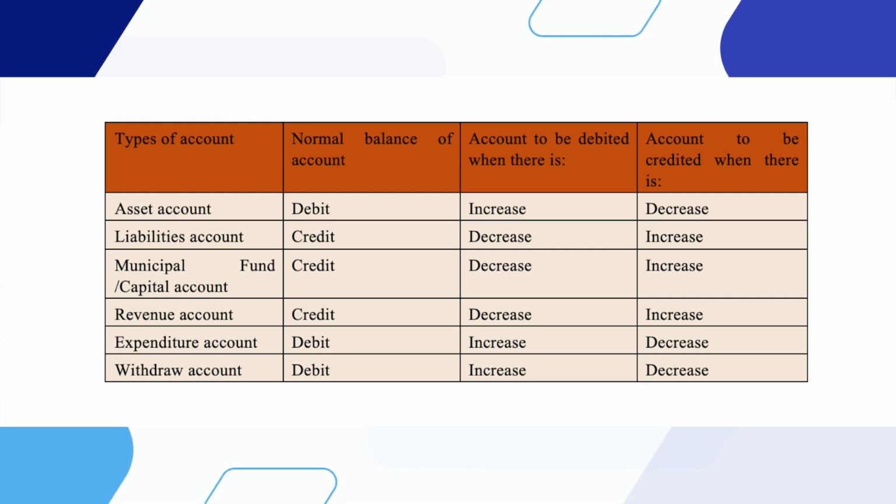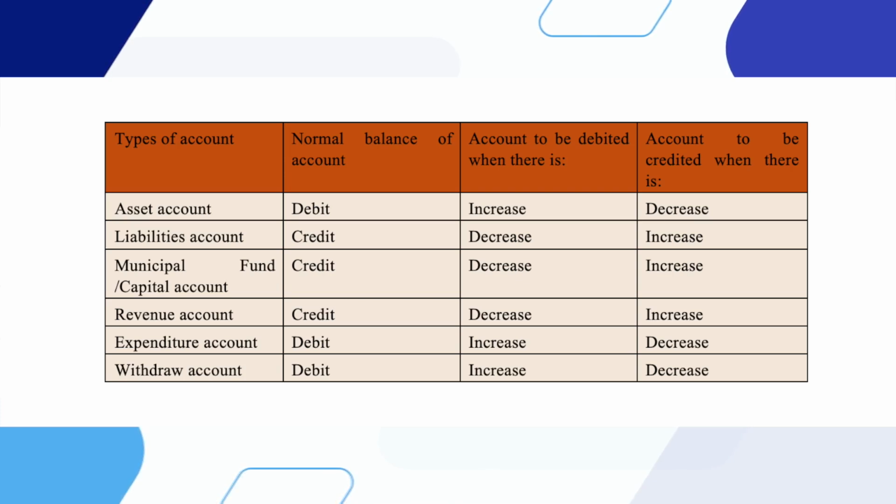If the account is an asset account, the normal balance of the account will be debit, and therefore the account will have to be debited in case of increase in assets and credited in case of decrease in assets. For a liabilities account, the normal balance of the account will be credit, and therefore the account will be debited in case of decrease in liabilities and credited in case of an increase in liabilities.